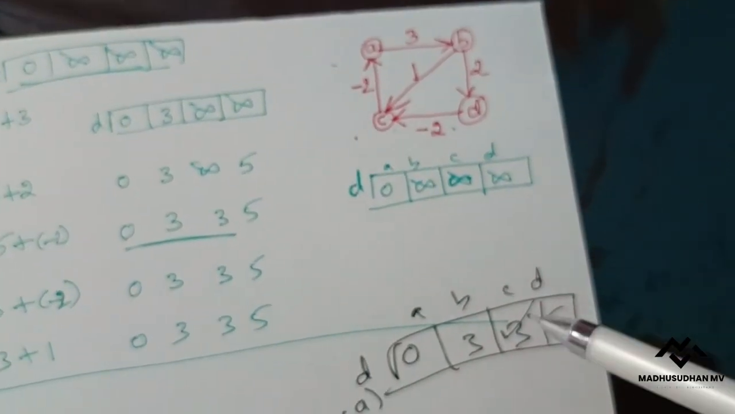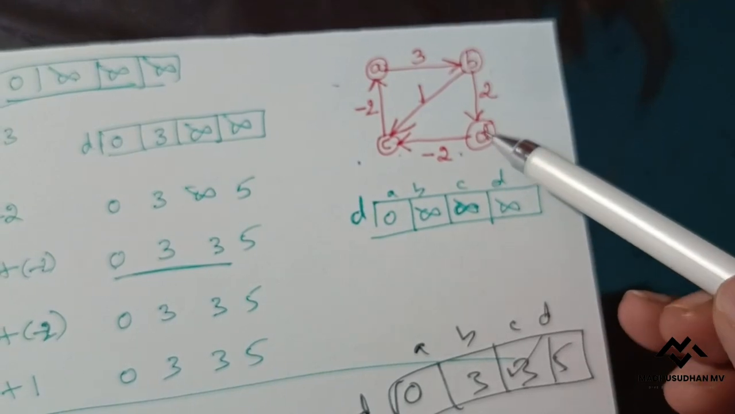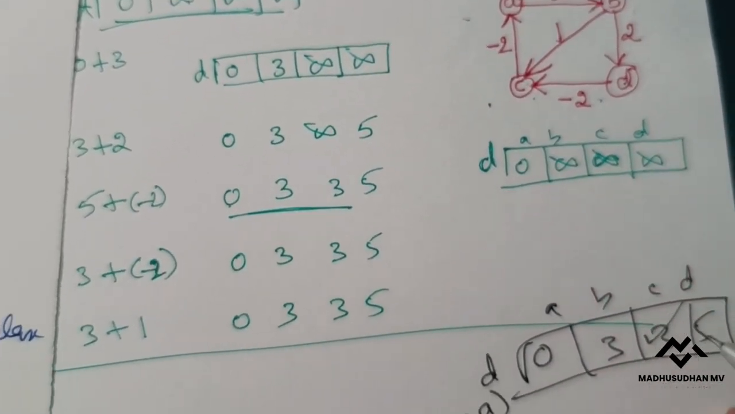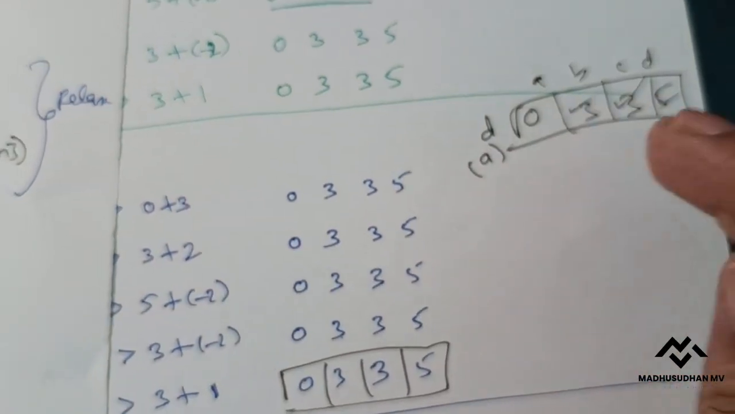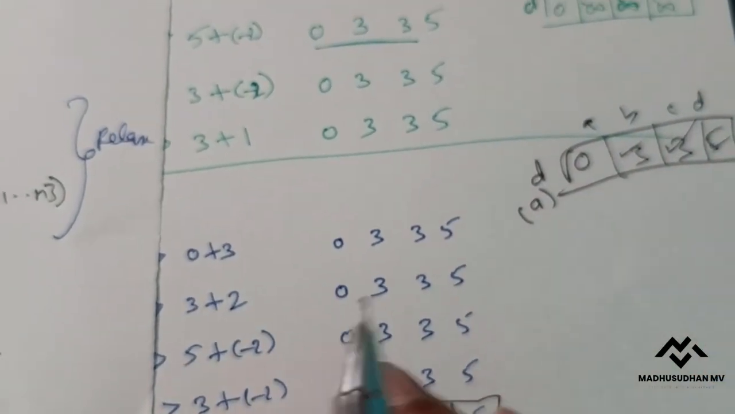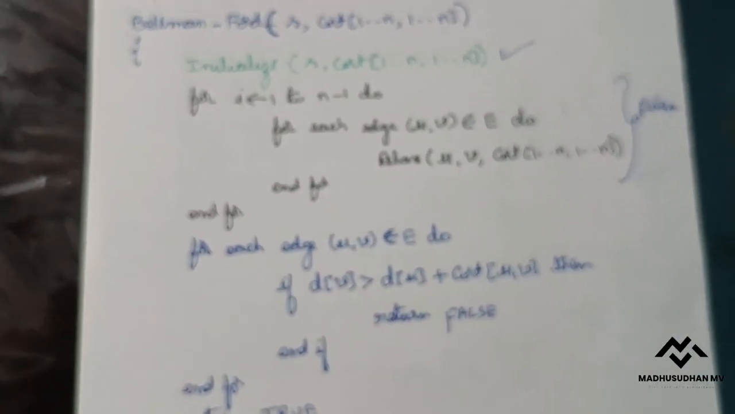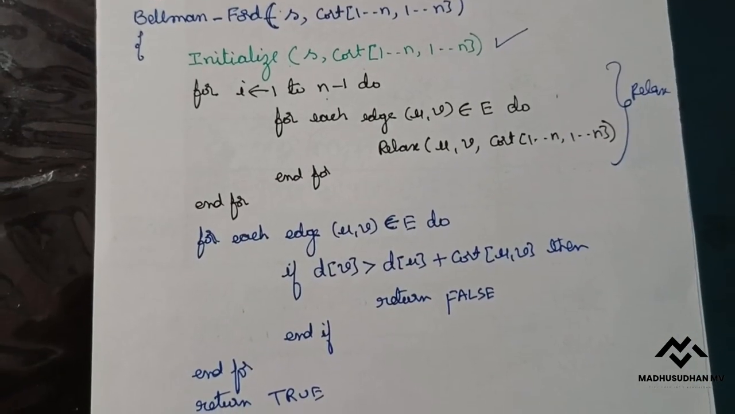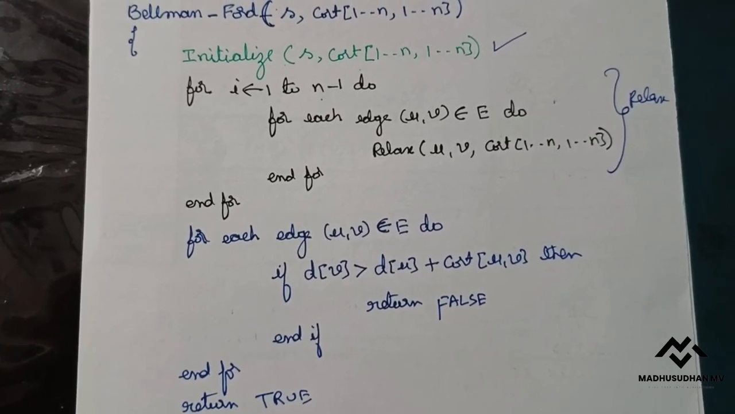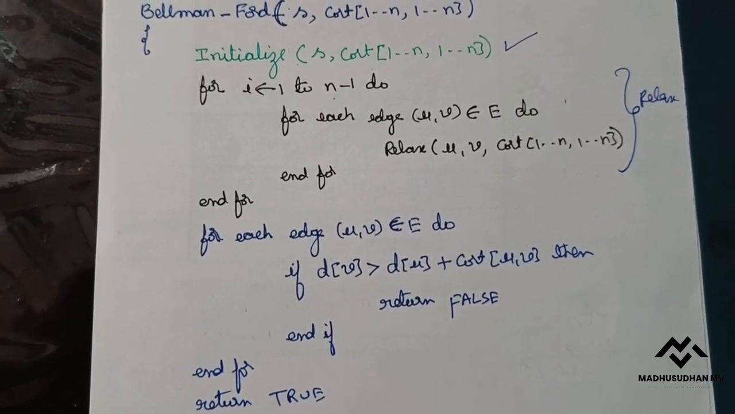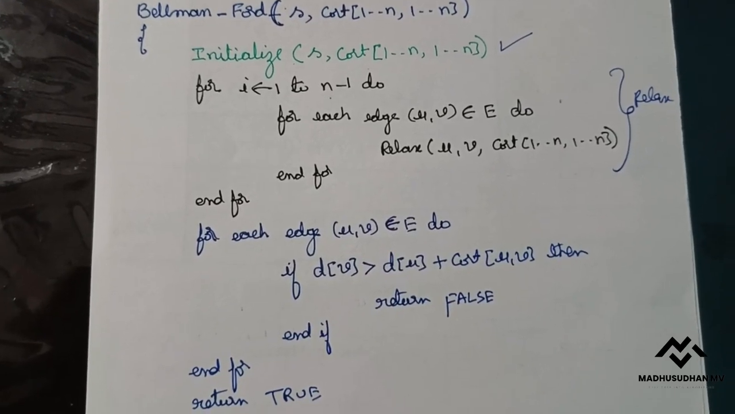Then the distance of D. For D, I have only one option, which is 5. Here to here is 5. So whatever we found is fine. Correct, true. So this is how the Bellman Ford algorithm finds the shortest distance from the source vertex to all other vertices, even though our graph has a negative edge. But if it has a negative cycle, it returns false.